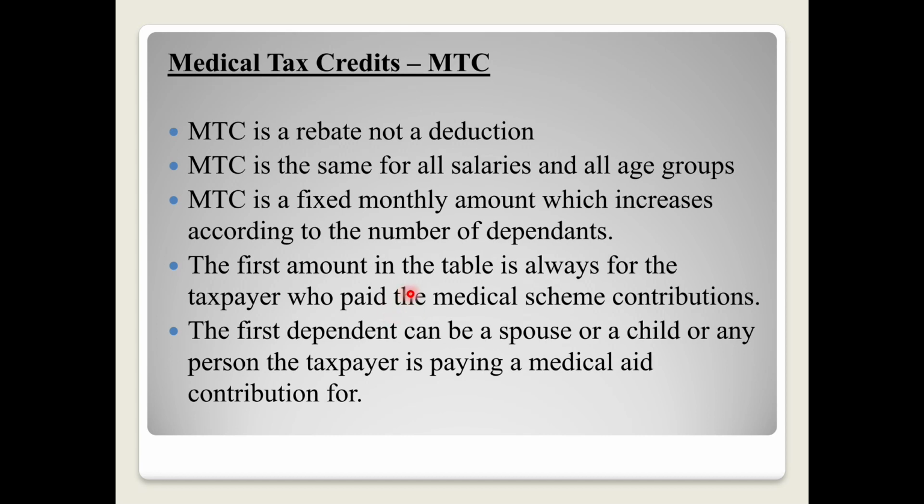Then the first dependent can be a spouse, or it can be a child, or any person the taxpayer is paying a medical aid contribution for. And we will talk about this again when we start working out the example. So remember, the first amount in the table is always for the taxpayer who makes the contribution to the medical scheme. And then the first dependent can be the spouse if he's married, or it can be a child.